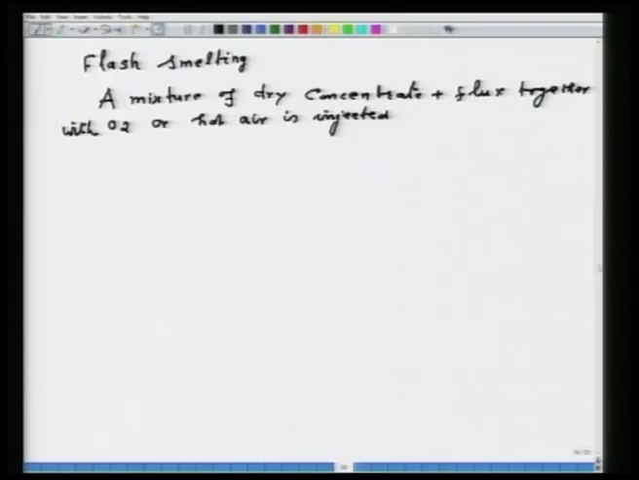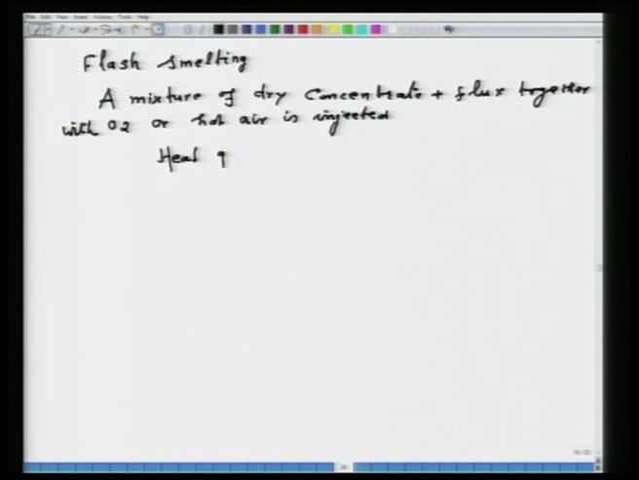Now remember, if you are exposed, and I think you are exposed to the course of kinetics, now you are injecting very fine particles of ore concentrates. So, the reaction will be extremely rapid and very high temperatures are created in the flash smelting. So, accordingly, control of temperatures is required. Now, this is a well developed technology. So, what I wanted to say is that because the reaction rate is very fast in case of flash smelting, here the heat generated is sufficient to carry out the smelting.